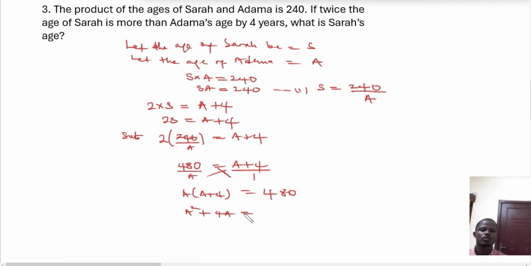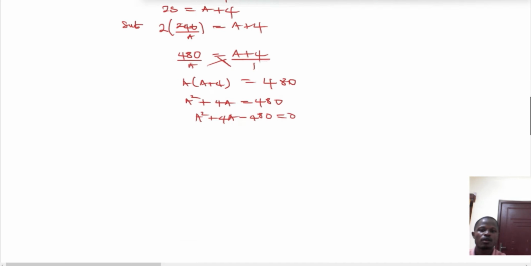We have equal to now 480. We're going to bring this A squared plus 4A. Bring 480, it becomes minus because it's positive here. A squared plus 4A minus 480 is equal to 0. Now we're going to factorize this, in order for us to get A. So look for the factors of minus 480. The factors will be 20 and 24.